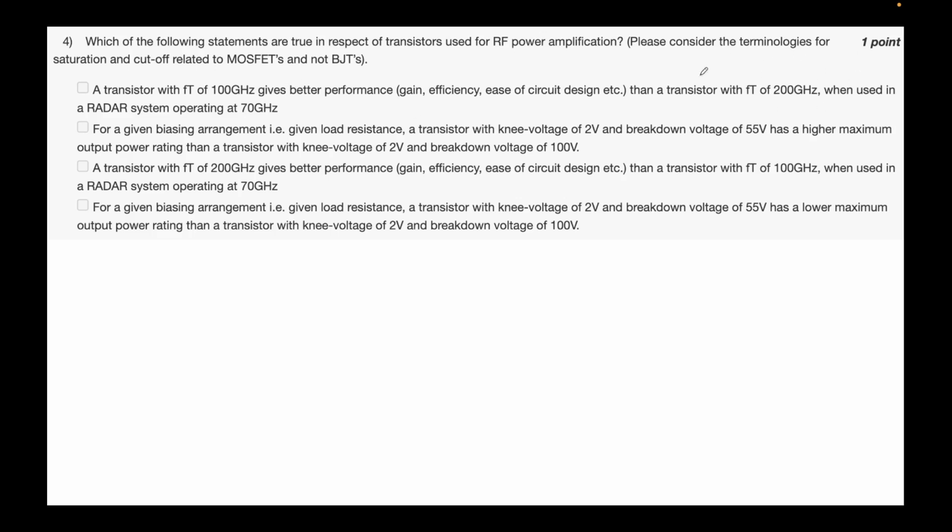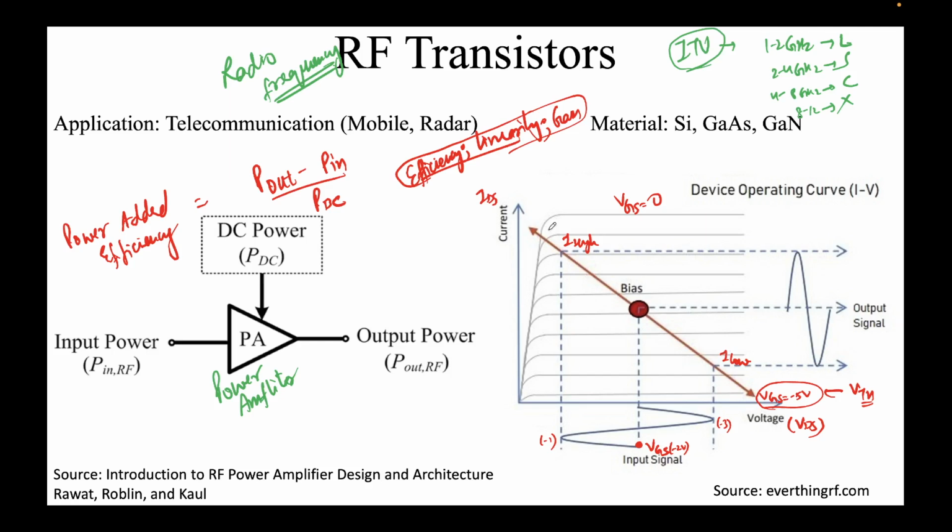The second thing is, for a given biasing arrangement, that is load resistance, a transistor with a knee voltage of 2 volts and a breakdown voltage of 55 volts. What do you mean by knee voltage? You see this curve here, this is known as the knee voltage, V knee. And why breakdown? Because if you keep increasing the drain voltage, ultimately the device will break down, correct? So let's say this is the V breakdown.